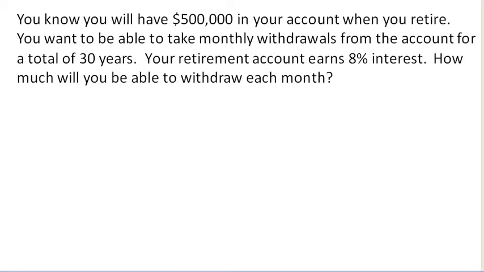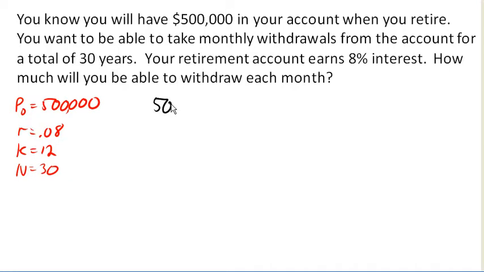So notice that we are taking money out every month, which tells us that this is a payout annuity problem. We know in this case how much I'm going to have at time 0: $500,000. We know my interest rate is 8%, that we're taking withdrawals out 12 times in a year, and we're going to do this for 30 years. And so I can go ahead and set up my equation.